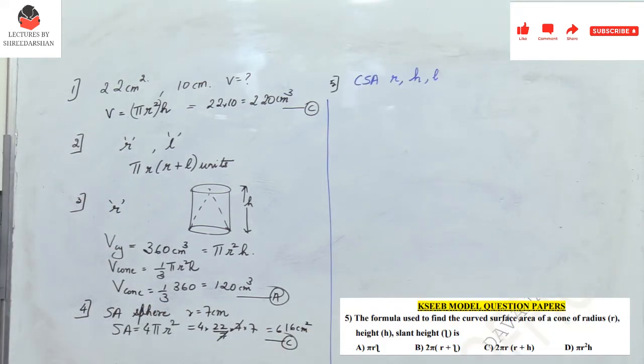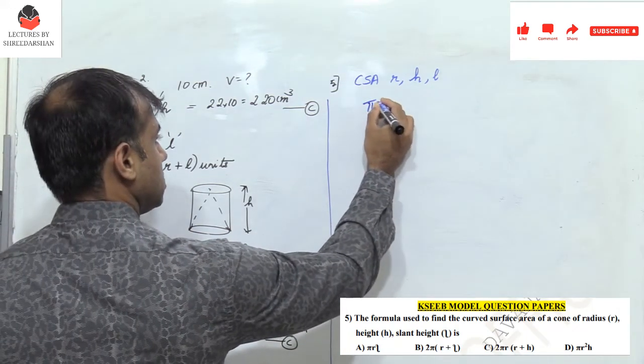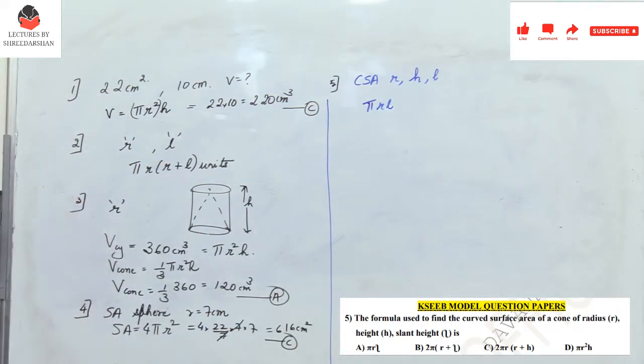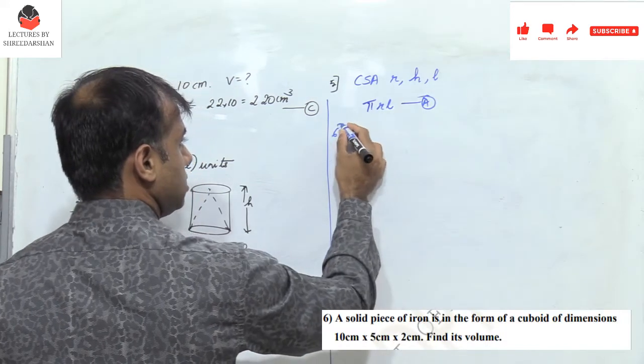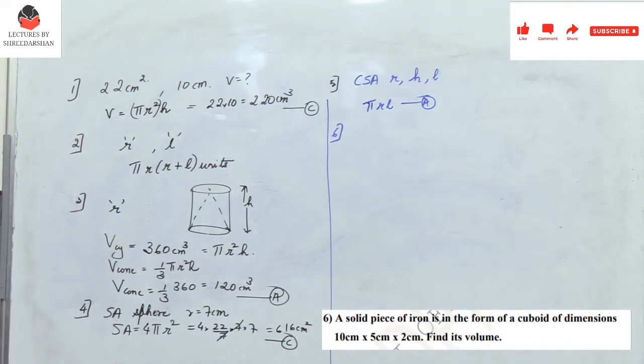Question 5. The curved surface area of a cone of radius r, height h and slant length L is, we know, nothing but pi r L. So that's the curved surface area, which is pi r L, and this corresponds to option A. A very simple, direct, 1 mark, multiple choice.